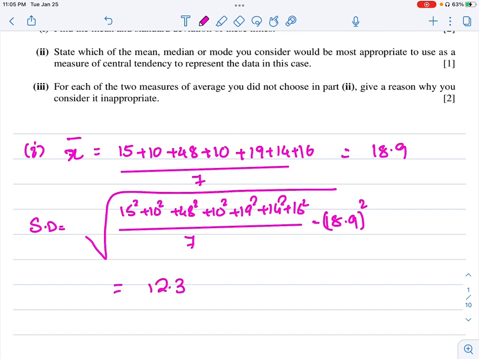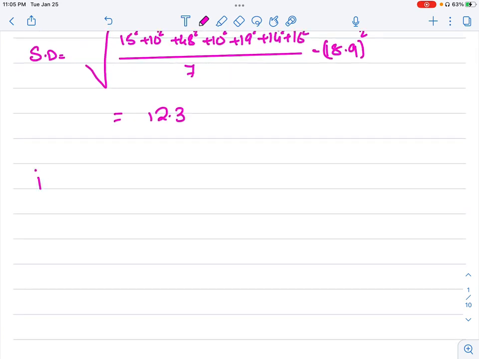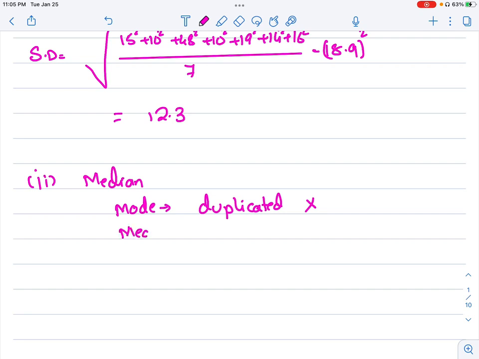Coming to the second part, state which of the mean, median, or mode you consider would be most appropriate to use as a measure of the central tendency. Always the median will be used. Why? Because mode is the number which is repeated more than once. So mode is always a duplicate number, so that does not give you the correct way. Mean also does not show you because it is an average. We cannot know how many are more than that number, how many are less than that average.